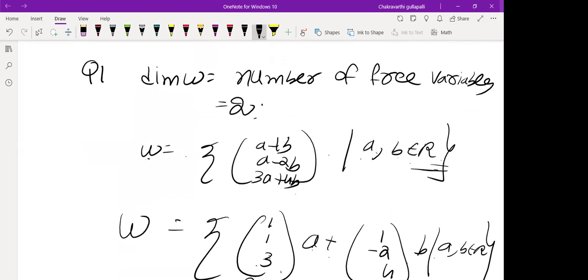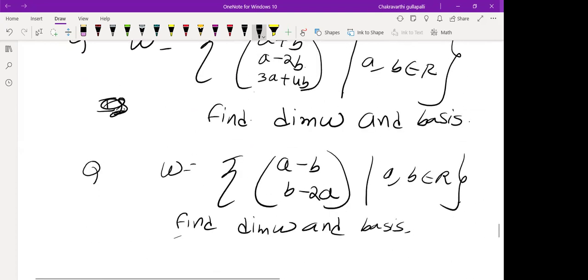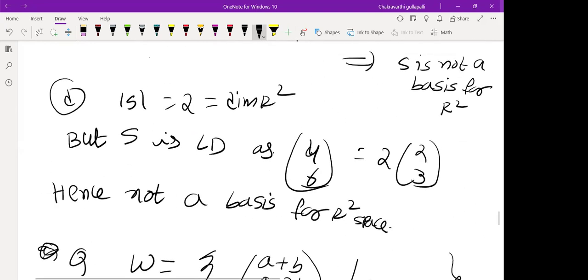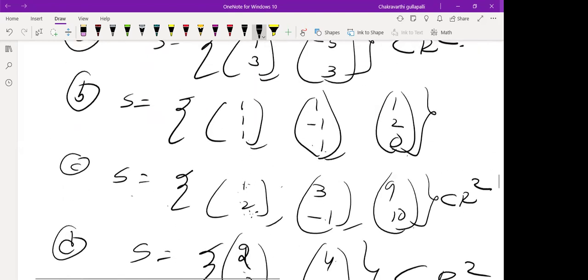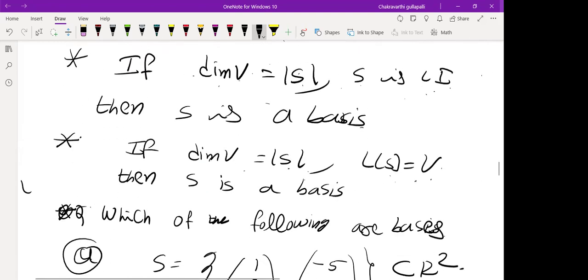This is R3, not R2. W is a subset of R3. So dimension of W will be less than or equal to dimension of R3. It can be less, or it can be equal. So that is the story. This is the application of this second.